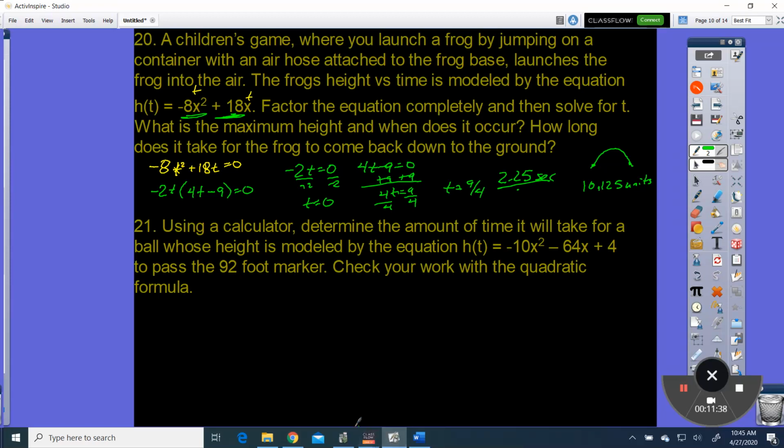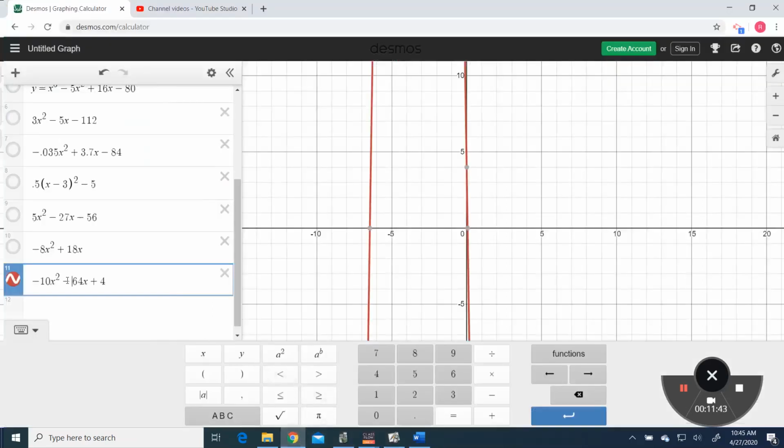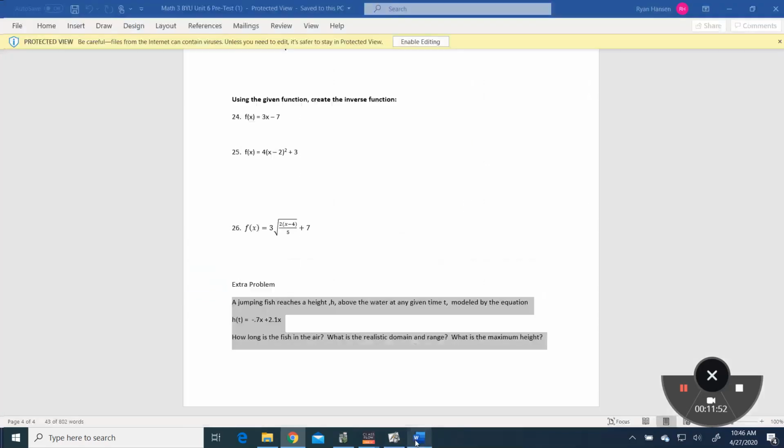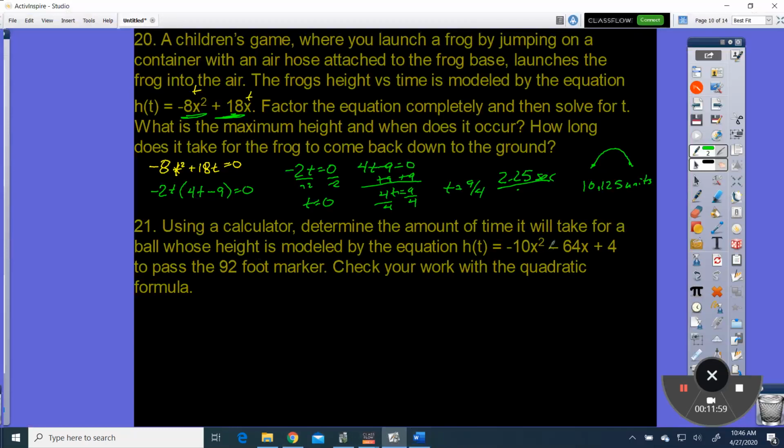That doesn't cross the 92-foot marker unless we're in negative time. I think that's supposed to be plus. That's better. So anyways, when you go to work on that one, make sure you change that to a plus 64x. Otherwise, you'll have problems. Okay, so that's number 21. Make sure we change that to a plus. 21, change to a plus.